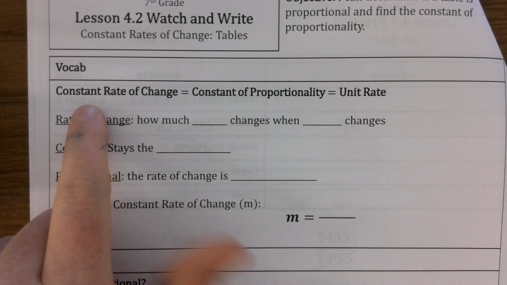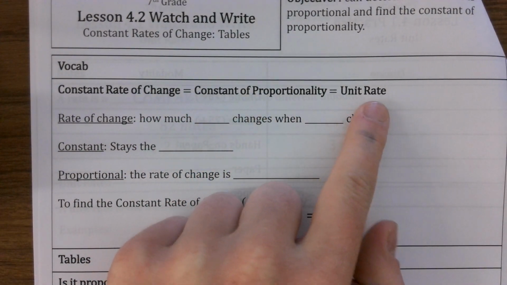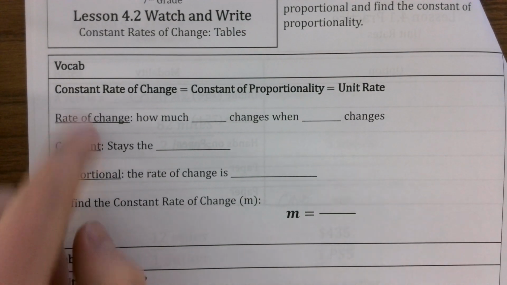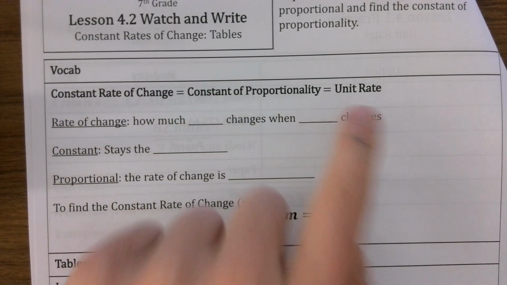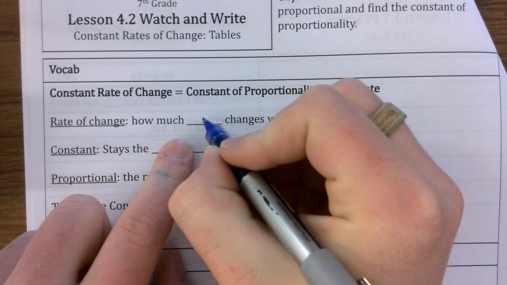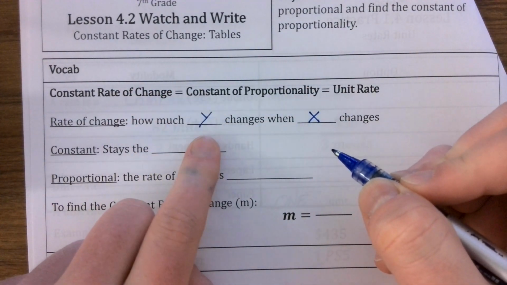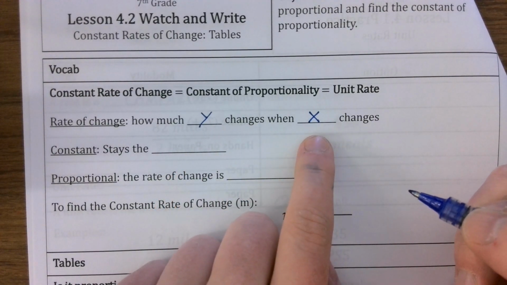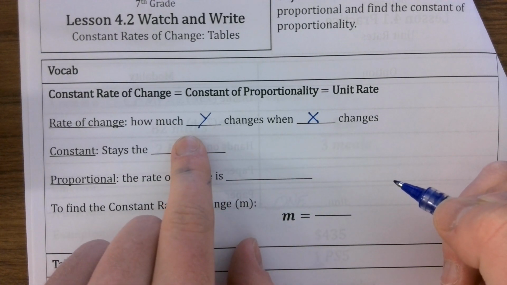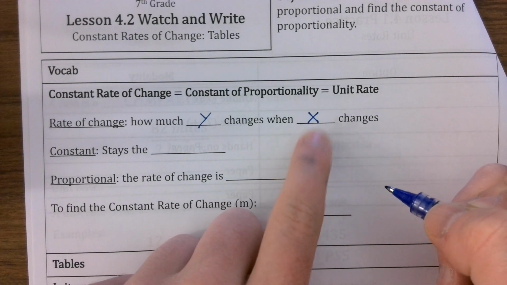All right, so you're going to see a couple things. Constant rate of change, constant of proportionality, and the unit rate. All of these are the same for right now. So these are all interchangeable at the moment. So the rate of change just means how much y changes when x changes. How much the dependent variable changes when the independent variable changes. For example, if x is the number of tickets and y is the cost, the rate of change would be how much the cost increases when you add more tickets.